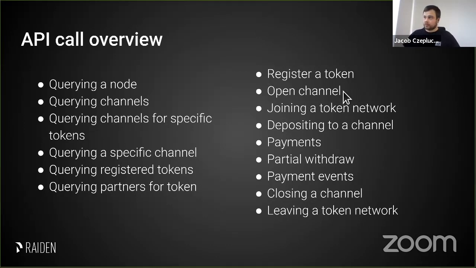You can open channels. You can join a token network. This is just a convenience call that, if you use this, will open channels with 3 existing nodes in the network, and then 40% of the funds that you join with will be reserved for other people that can join you later on. So this is just a convenience for joining the network, but not something you have to do. You can deposit to a channel. You can do payments. This is the big thing.